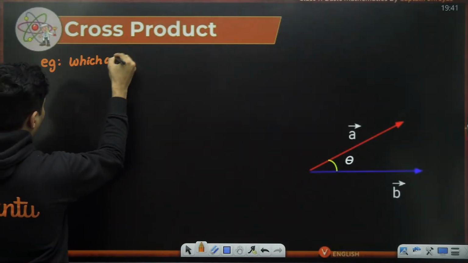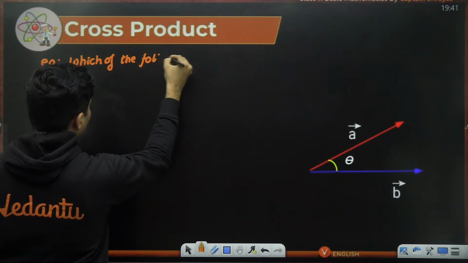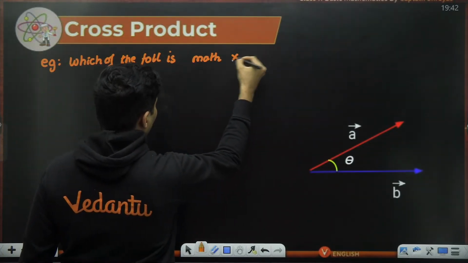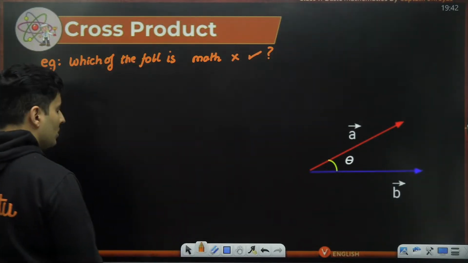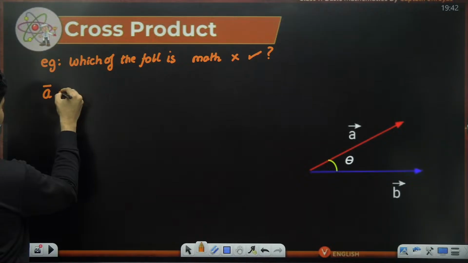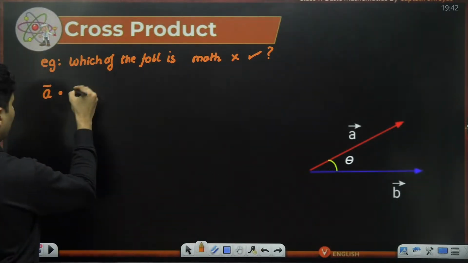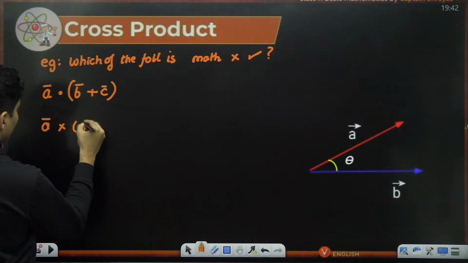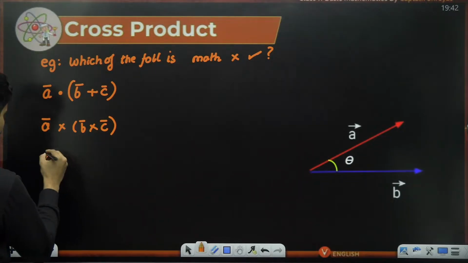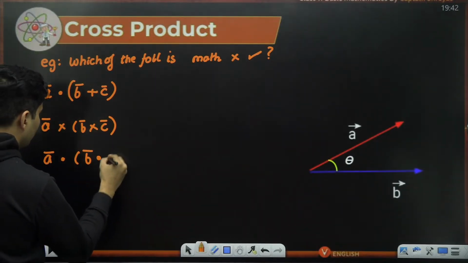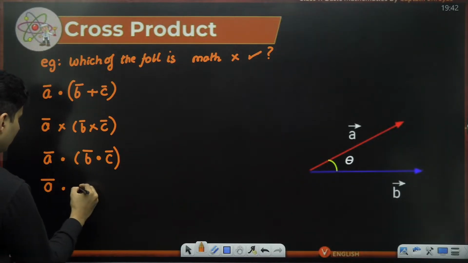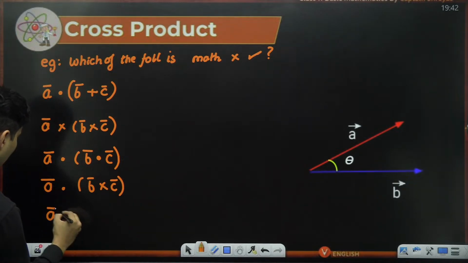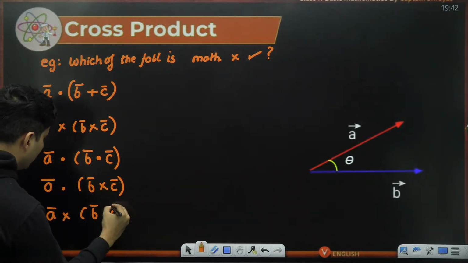Which of the following is mathematically correct or wrong? Correct or wrong? Which of the following is mathematically correct or wrong? A vector dot B bar plus C bar. A vector cross B plus C bar. A dot B dot C. A dot B cross C. A cross B dot C.